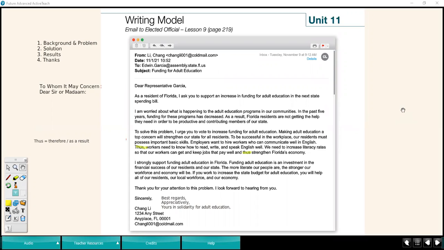We are looking at the writing model for Unit 11, and this is related to Lesson 9. In this example, this is a formal email written to an elected official. Again, for your assignment, you do not have to write to an elected official. It can be any person of authority or supervisor in your life.